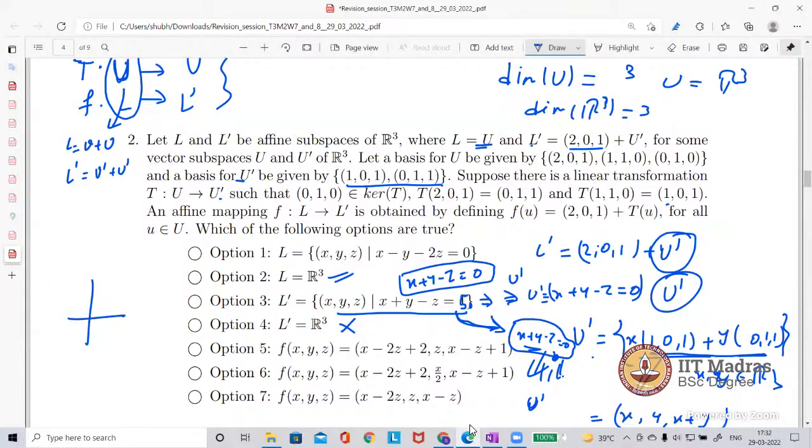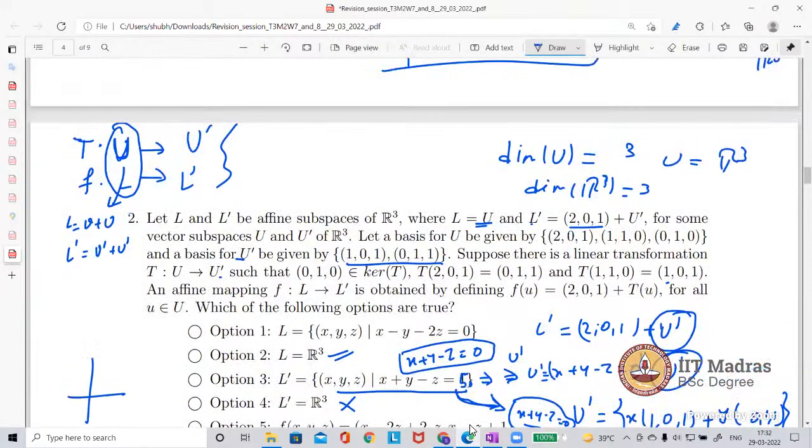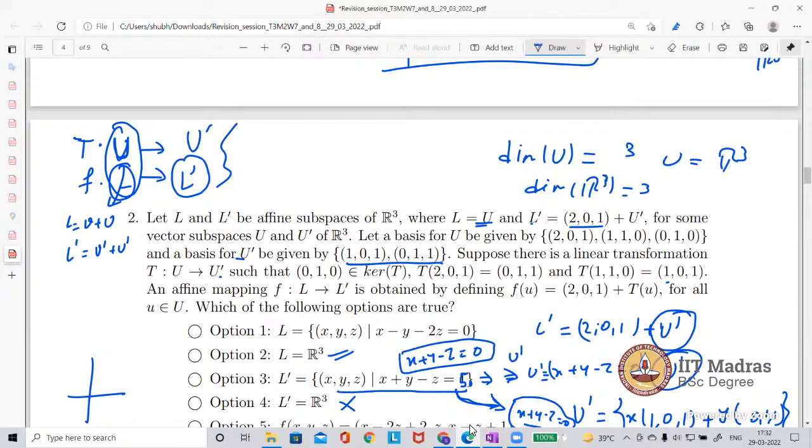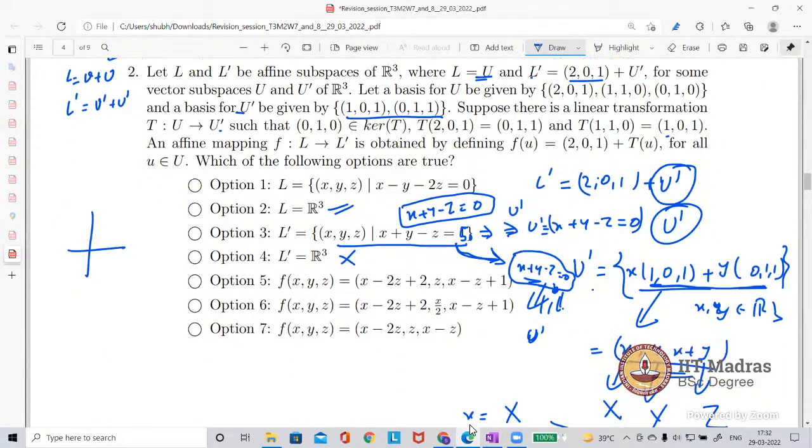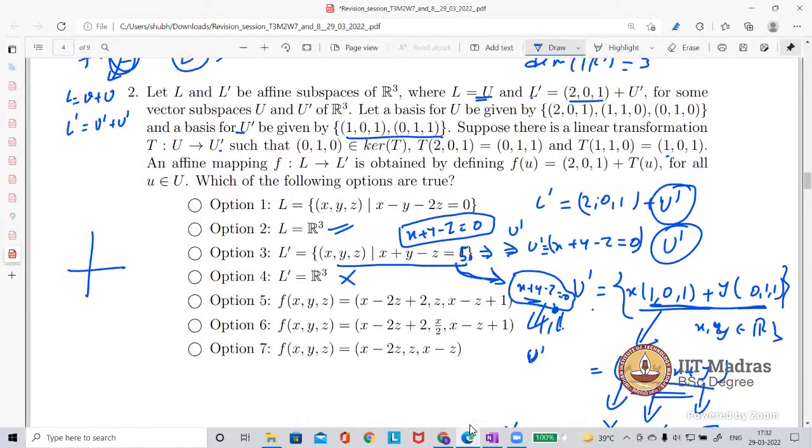Then can we say that an affine mapping is a mapping between two affine subspaces? Yeah, that's why I wrote it. An affine mapping is a mapping between two affine subspaces. Now see, this much you need to know for finding L prime. So option 3 is correct.